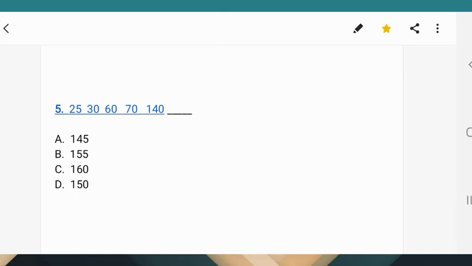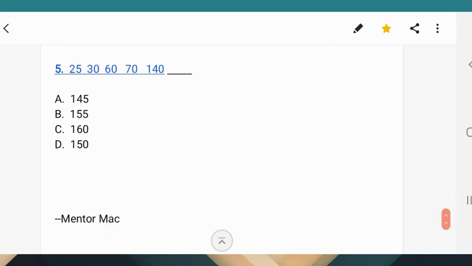So 25 plus 5 equals 30. 30 times 2 equals 60. Then 60 plus 10. Remember, we added 5 to 25 earlier, so 60 plus 10 equals 70. Then 70 times 2 equals 140. So now we add 15, because earlier we added 5 to 25, then 10 to 60, and the next addition is 15. So 140 plus 15 equals 155. So the correct answer is letter B, 155. We just have to observe the technique, the pattern.